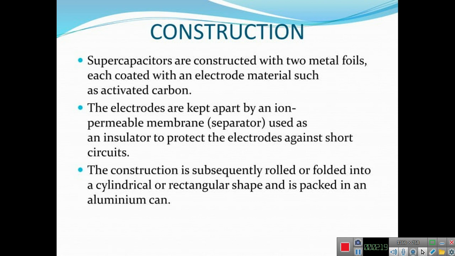Construction: supercapacitors are constructed with two metal foils, each coated with an electrode material such as activated carbon. The electrodes are kept apart by an ion permeable membrane used as an insulator to protect the electrodes against short circuits. The construction is subsequently rolled or folded into a cylindrical or rectangular shape and is packed in an aluminum can.